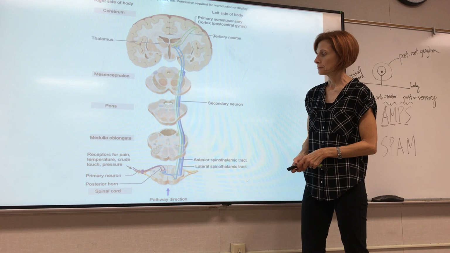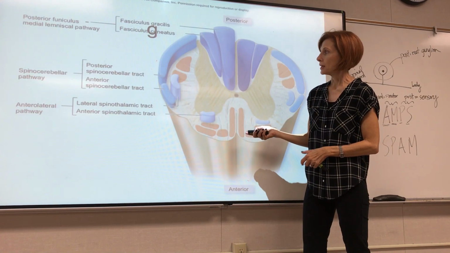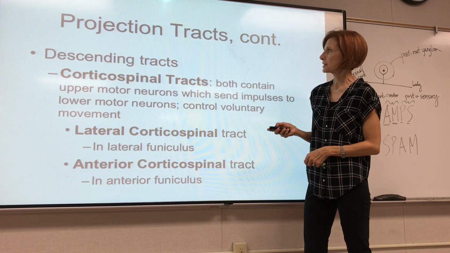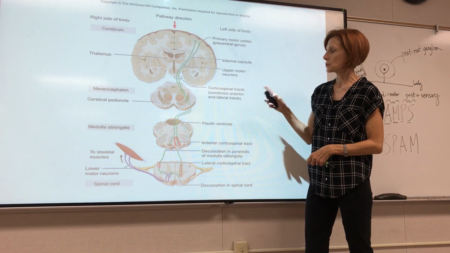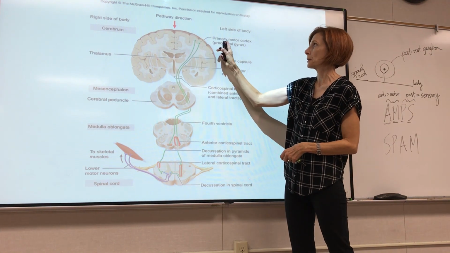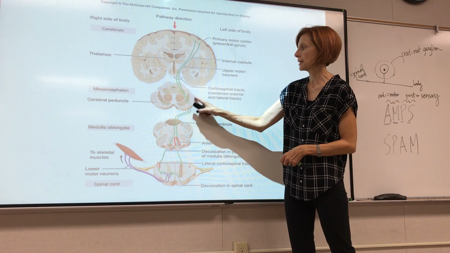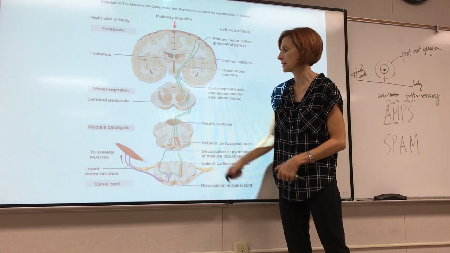Okay, so just wanted to point that out. Okay, again, ignore this. This is just showing a motor pathway. Notice here that the neuron cell bodies are in the primary motor cortex. Again, axons traveling down through the cerebral peduncles here.